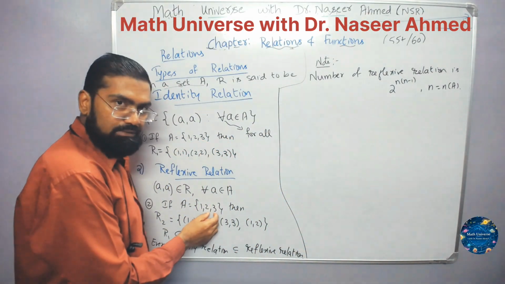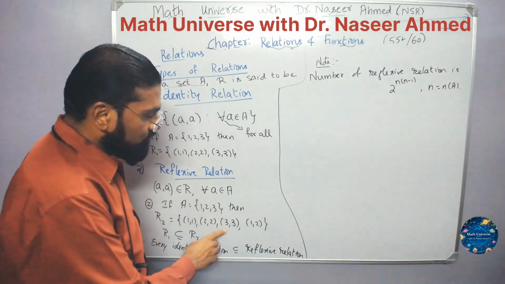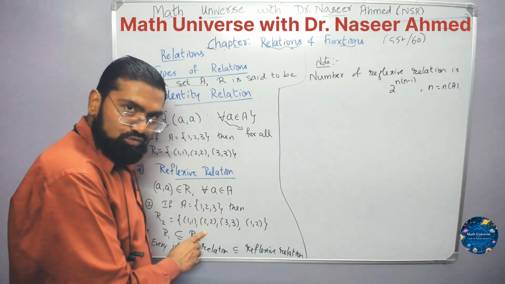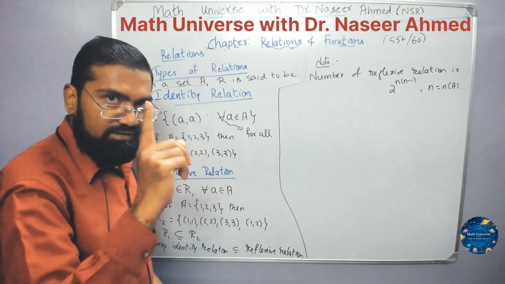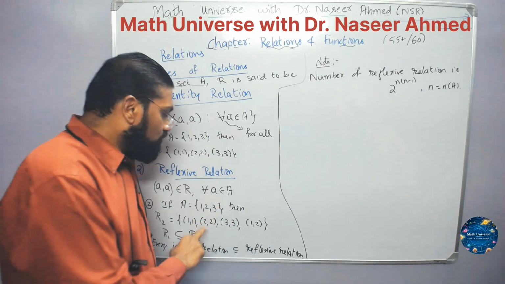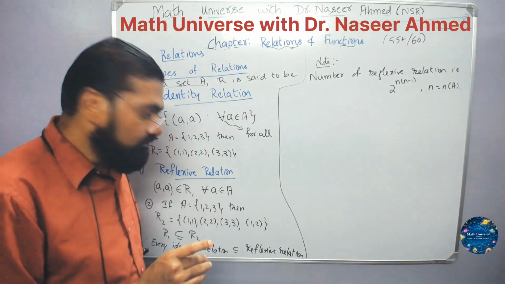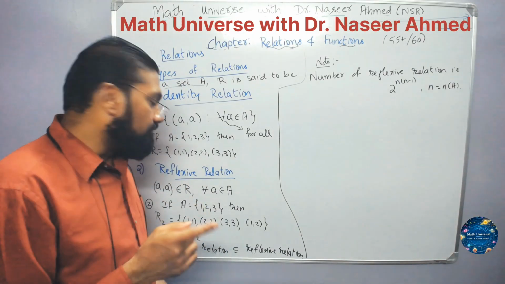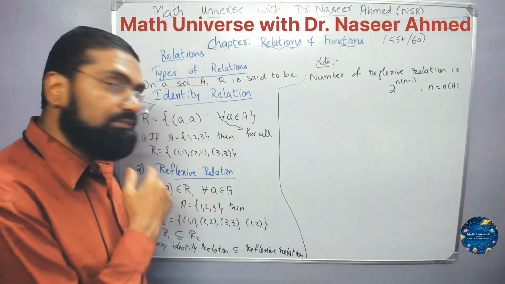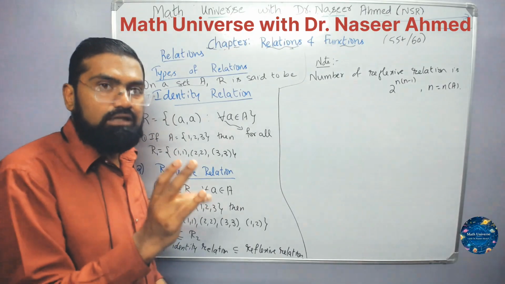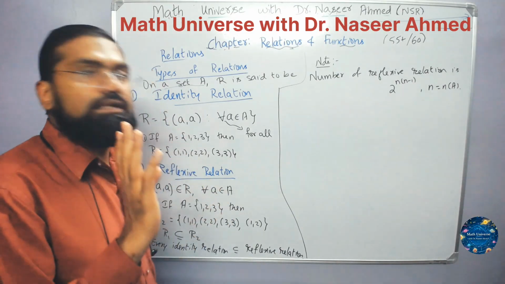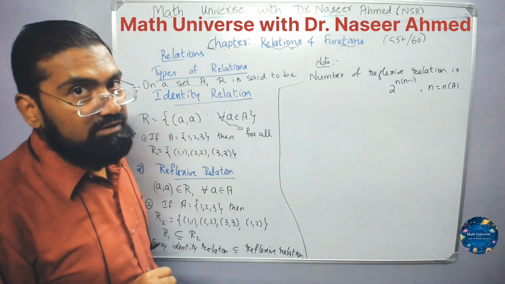Let's suppose I got 2 comma 3. Then I can have 2 2, 3 3, I mean to say 2 2 and 3 3 will be one reflexive relation. One more will be 2 2, 3 3, and just 2 3. One more will be 3 2, and one will be all of them, nothing but 2 2, 3 3, 2 3 and 3 2. So only 4 reflexive relations we can have.